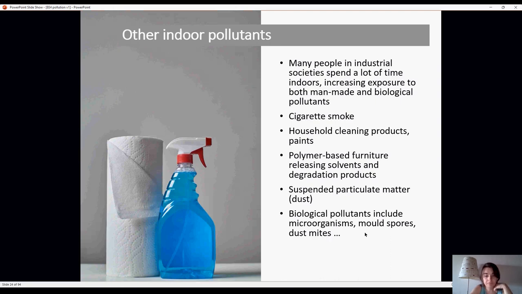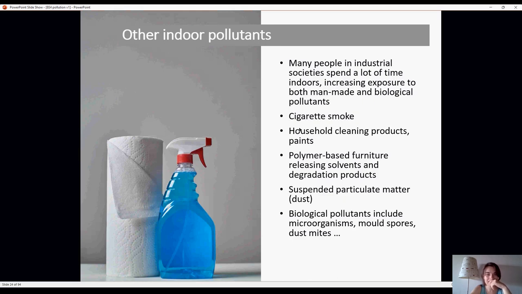So for example, mold, dust mites. Now dust mites, these are horrible things, best not to think about them, but they're all over. Your mattress is probably full of them. Okay, so it's just part of being an animal on the surface of the earth. Okay, but what's the point here? The point here is that even in the house, we are exposed to lots and lots of air pollutants.